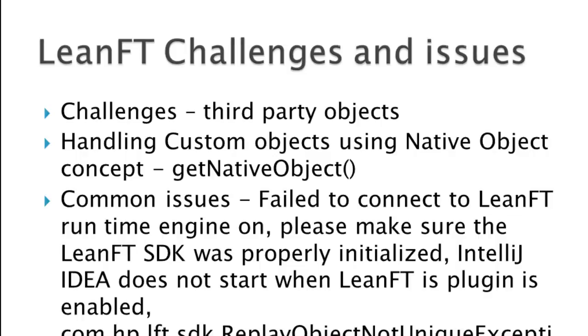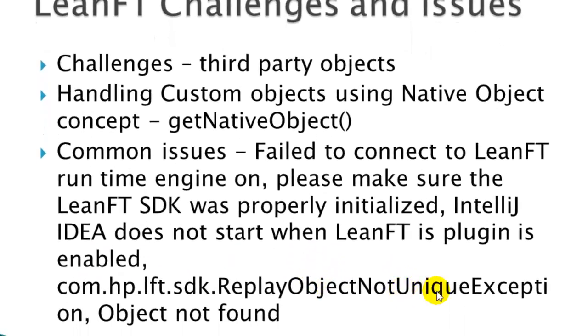Another error that might come is the ReplayObjectNotUniqueException. This comes when it finds multiple objects matching the description, so the object is not unique. In that case you have to use the index or add more properties so that you can identify the object uniquely. Another very common exception says object not found. So make sure that your object is really available in the application, or use the correct properties to identify that object. These are various challenges and issues that might be faced by engineers while automating LeanFT tests.